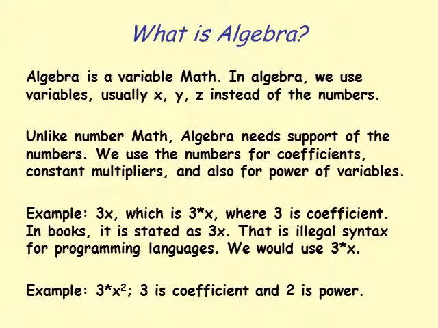Let's continue. An example, in 3x, which is 3 times x, 3 is a coefficient. In books, it's stated as 3x, which is illegal syntax for a programming language. We would be using 3 times x. The star is multiply. In books, they would use x for multiply, and I also have variable x, and it will be confusing. So 3*x is 3 multiplied by x. Let's continue. And in the example 3*x^2, 3 is a coefficient and 2 is a power.